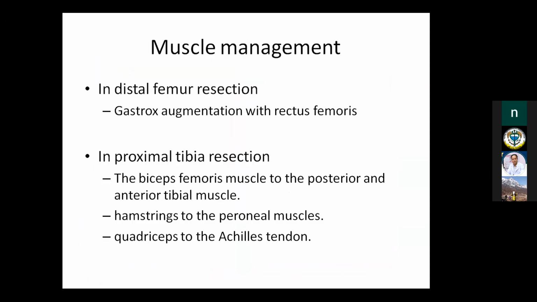So, muscle management. In the distal femur, muscle management is not difficult because all the muscles are intact. So you just have to augment the gastrocnemius with the rectus femoris. In the proximal tibia, all the muscles are cut. So you have to reconstruct every muscle: quadriceps to Achilles tendon for plantar flexion, hamstring to peroneals, biceps femoris to anterior tibialis. This is difficult to understand unless you see it and do it. There will be some muscles on the top, some muscles at the bottom.